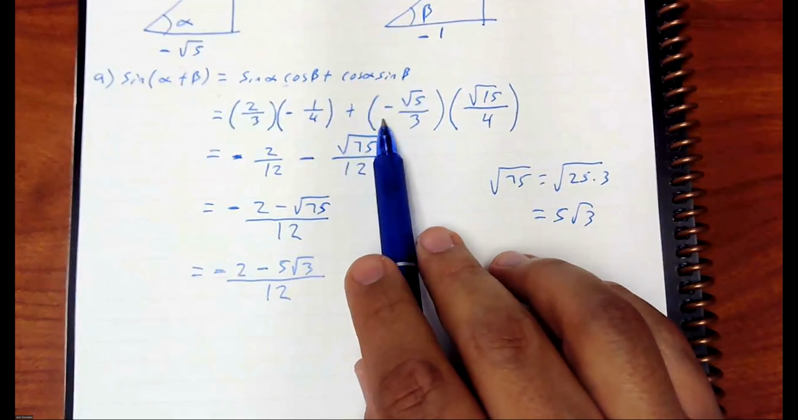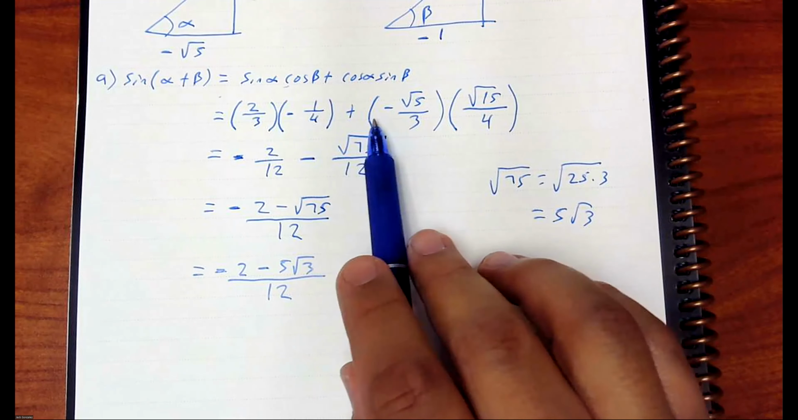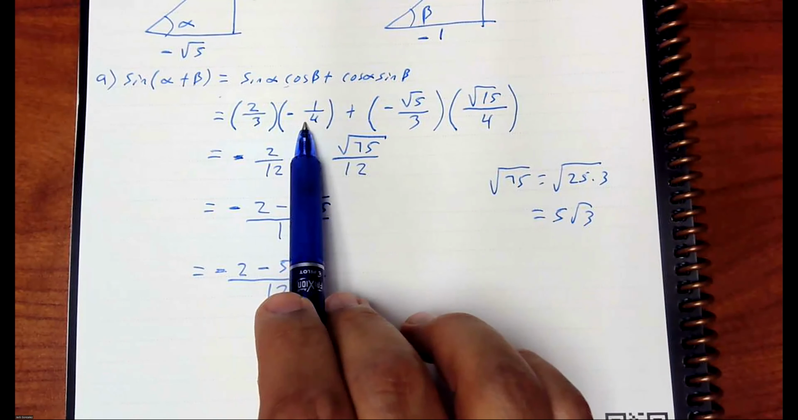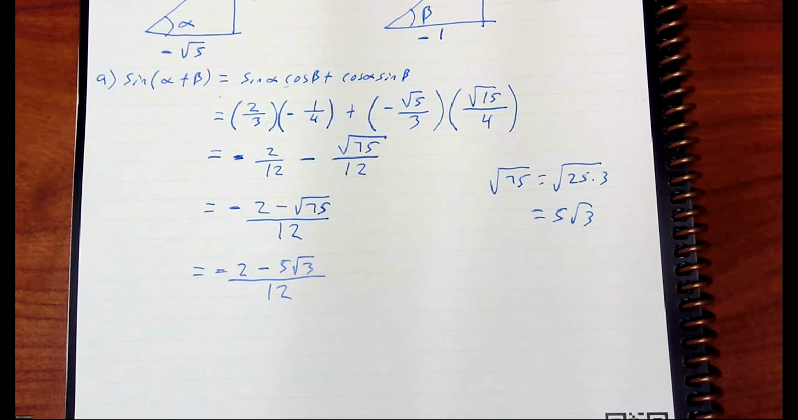There's this one was minus, and this one was -2. Okay. Any questions on part A? Part B will be very similar.